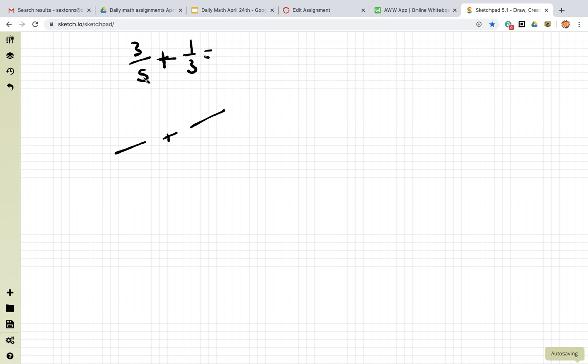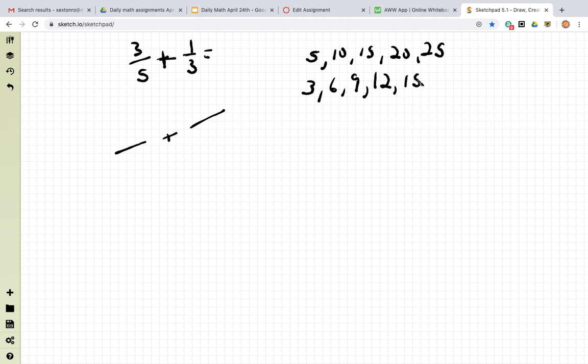I'm going to ask myself, what are the common multiples of 5 and 3? Now, if you're not sure what the common multiples are, we can always go over here and list our multiples. If I do 5, I can do 5, then 10, then 15, then 20, then 25. Those are all multiples of 5. And if I do the same for 3: 3, 6, 9, 12, 15, 18, 21. These are all multiples of 3.